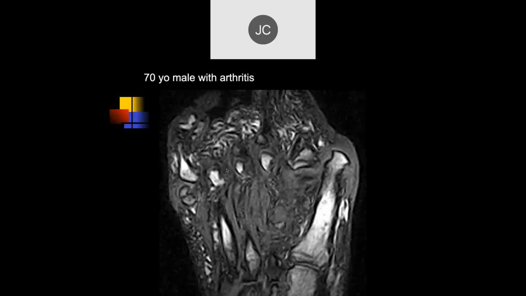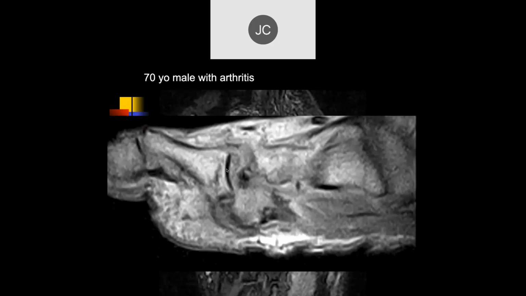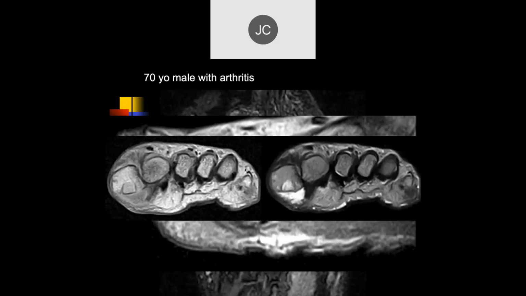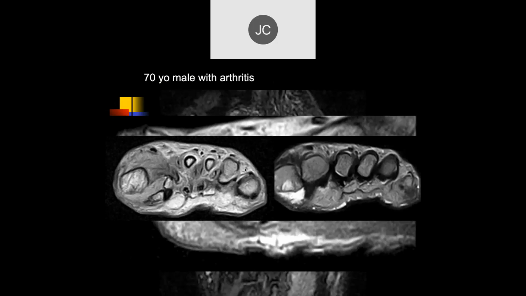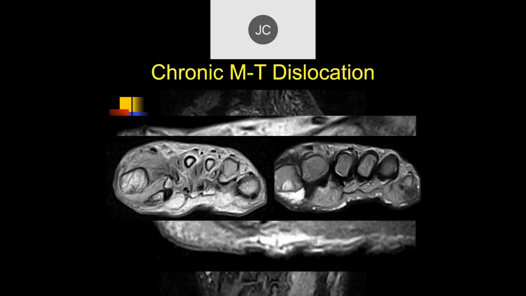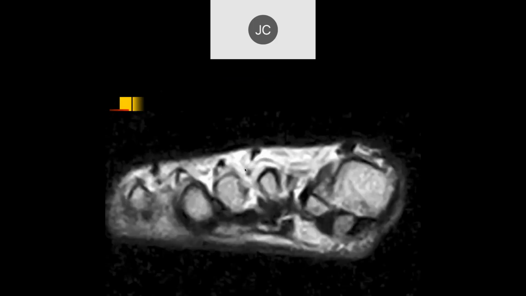Looks like the first metatarsal is dislocated medially, and there's a lot of soft tissue and periarticular erosion there. You can see it's dislocated here and see some erosive changes and synovial thickening. And that's a chronic metatarsal tarsal dislocation in rheumatoid arthritis.